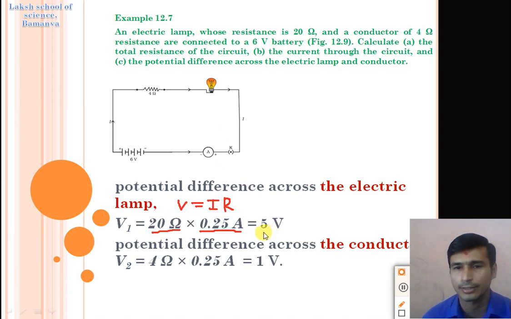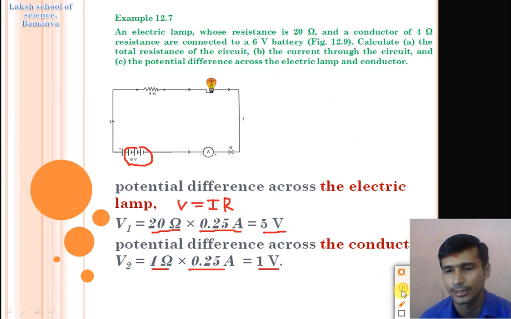So we get the answer: the potential difference across the electric lamp is 5 volt, and the potential difference across the conductor V2 is equal to I, 0.25, times the resistance of the conductor, 4 ohm, so we get the answer 1 volt. So here the total potential, 5 plus 1, is equal to the potential of the battery, 6 volt, right? So this way we can calculate the total resistance of the circuit, the current passing through the circuit, and the potential difference across each component in the circuit.